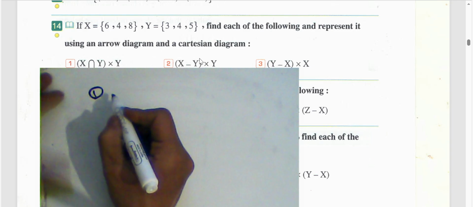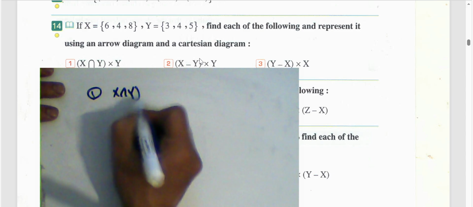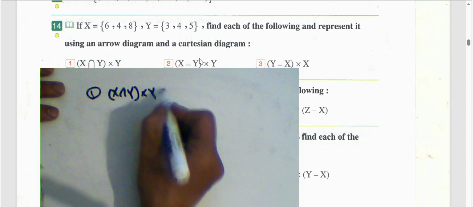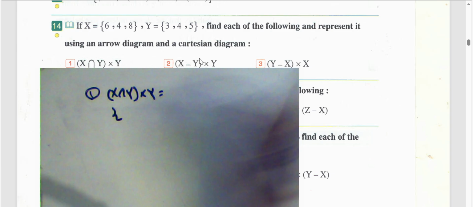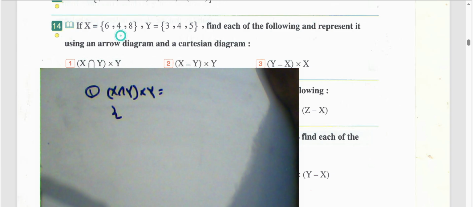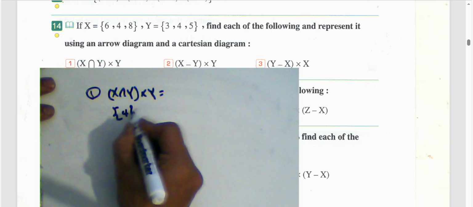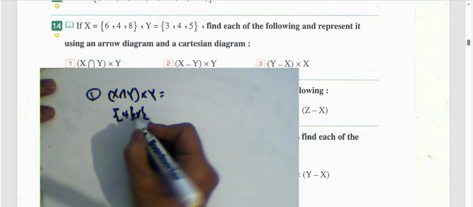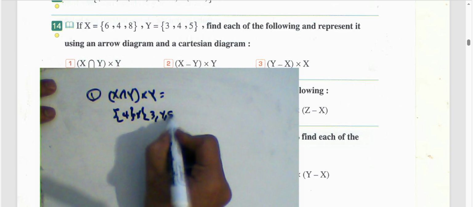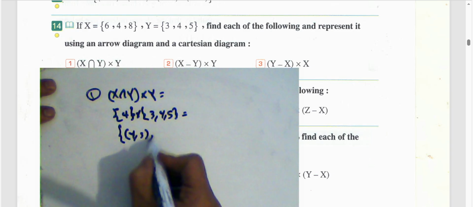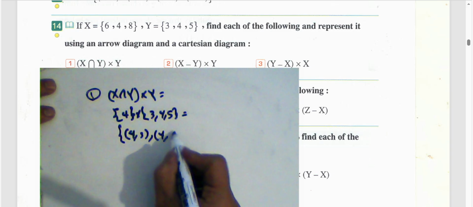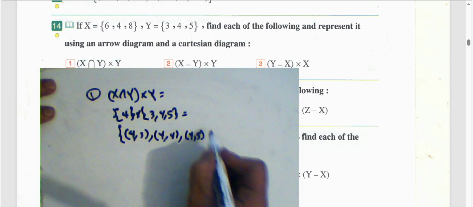Number 1, he wants to find x intersection with y, Cartesian product with y. X intersection with y, the intersection between together. Give me the solution. Here we have repeated, who can tell me the repeated here? X and y, the repeated was 4. 4 is repeated. Cartesian product with y: 3, 4 and 5. Then we have 4 and 3, 4 and 4, 4 and 5.